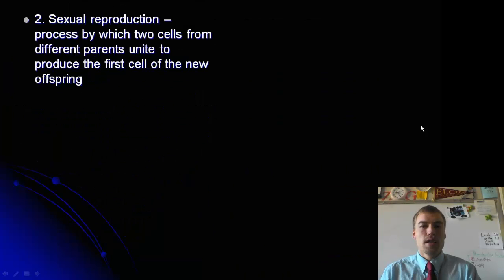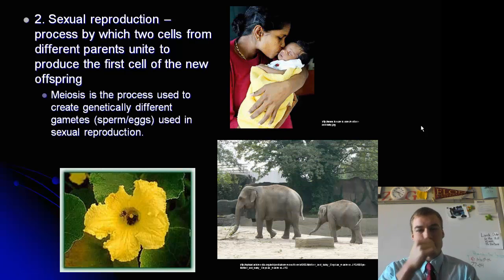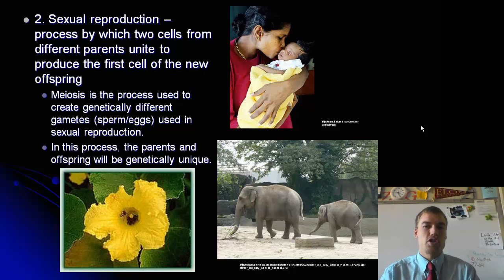The second way that we can go through reproduction is sexual reproduction. This is where two cells from different parents unite to produce a new offspring. This process is used to create genetically different gametes, which are those single cells from the parents that then combine together to produce a genetically unique offspring. And this is why you do not look like your parents. Animals don't necessarily look like their parents either. They're genetically different because we've got these unique gametes, these sex cells, combining together.